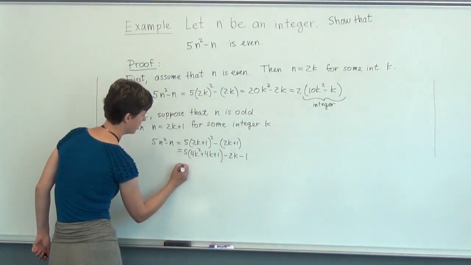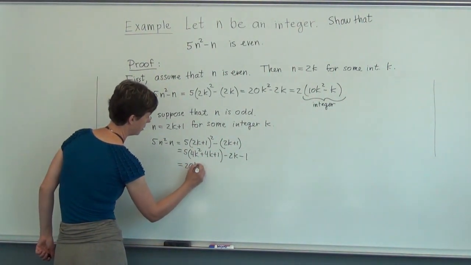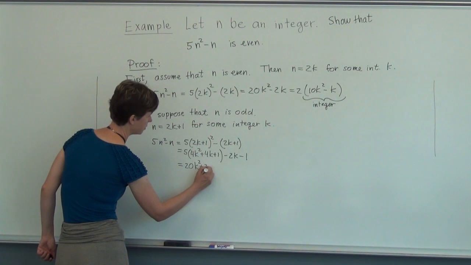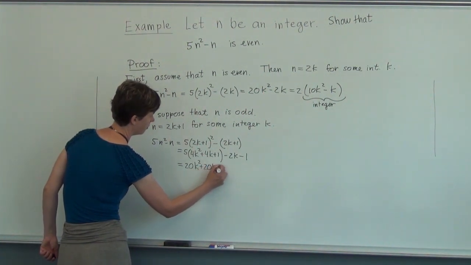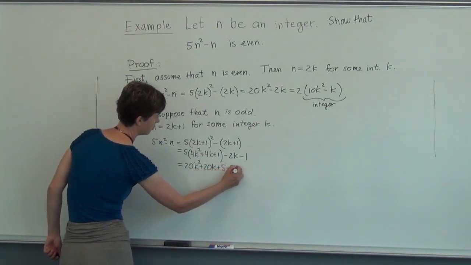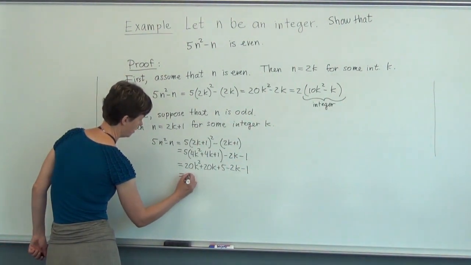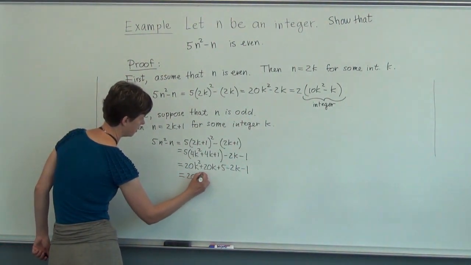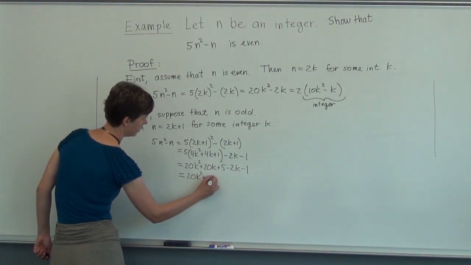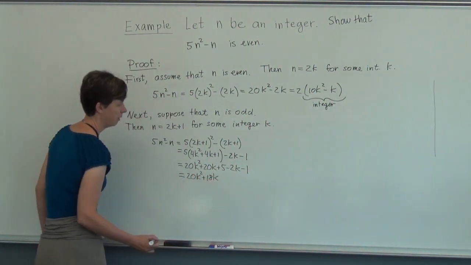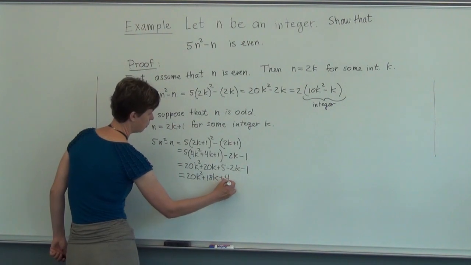Alright, so this comes down to 20k squared plus 20k plus 5 minus 2k minus 1, and this becomes 20k squared plus 18k plus 4.